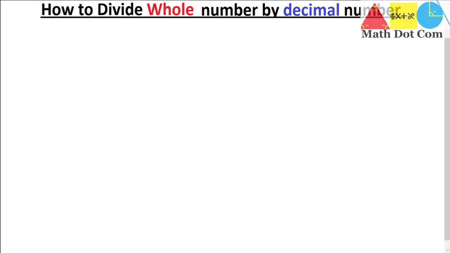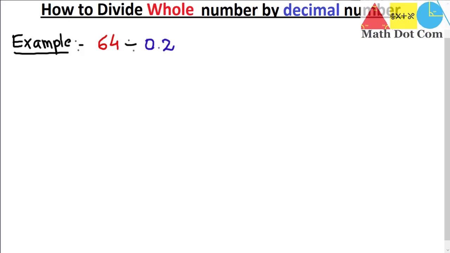Everyone, today we are going to learn how you can divide a whole number by a decimal number, as opposed to what we have seen in the previous lecture, how you can divide a decimal number by a whole number. So let's have an example so we can quickly do this. We have to divide a whole number, that is 64, by a decimal number, that is 0.2.